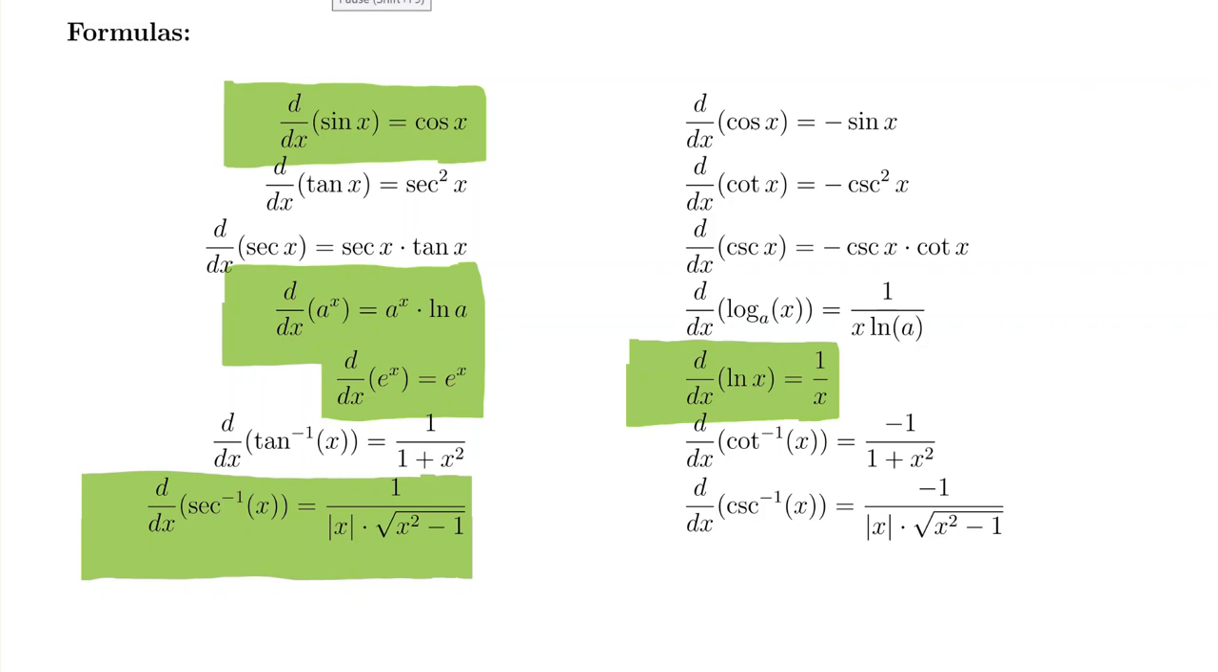In this video, we're going to review the solutions to exam 2, and these are going to be the main derivative formulas that we use throughout the exam. Let's begin with the first problem.